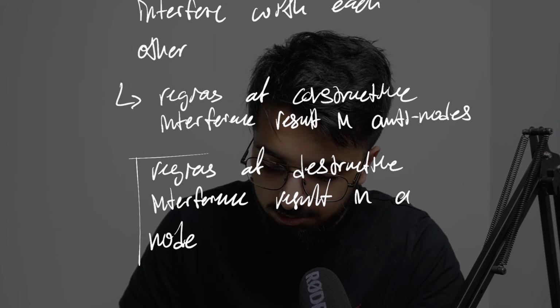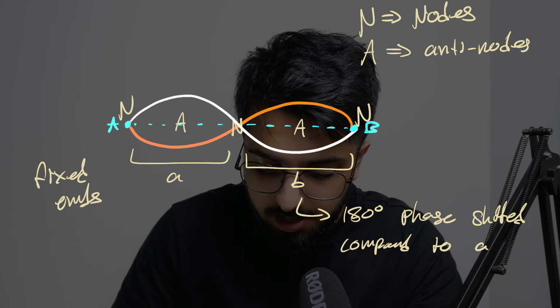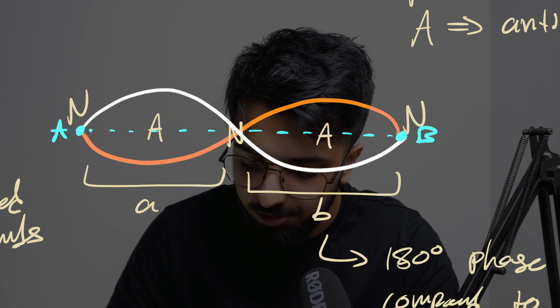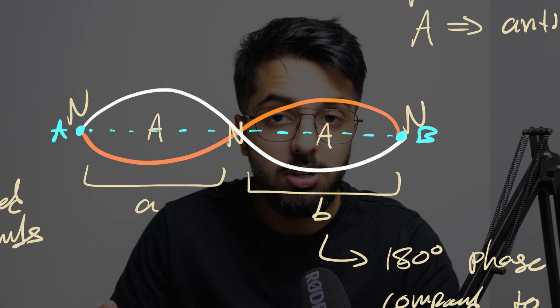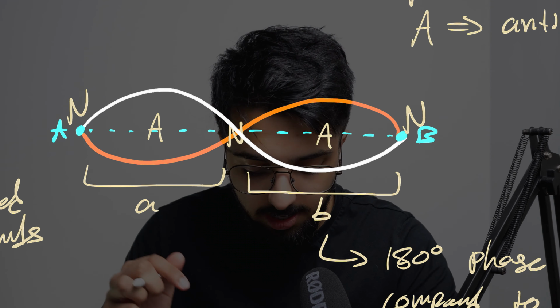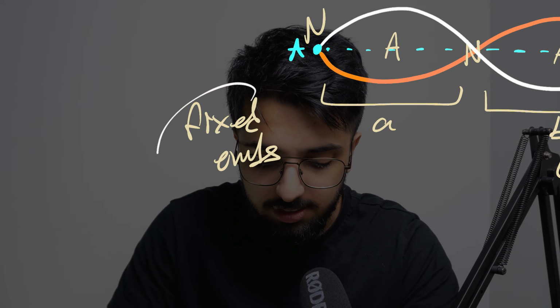So this point right here deals with this central node. However, the nodes at the ends must be nodes due to the boundary conditions. And in this case, the boundary conditions are fixed ends.